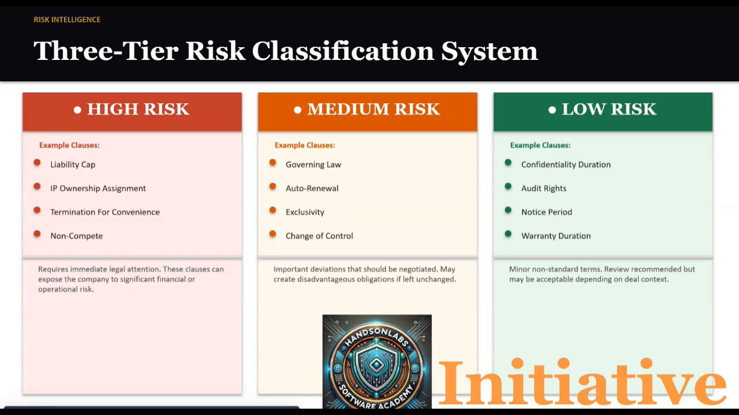Then finally, you have the low risk, whose examples involve confidentiality, duration, audit rights, notice period, warranty duration. Still under the low risk, you have the minor non-standard terms, which are reviewed if recommended, but may be acceptable depending on deal context.